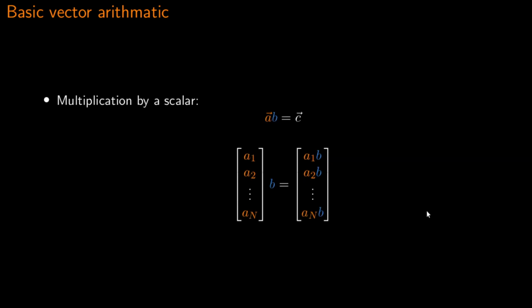Multiplication by scalar, similarly very simple. The vector A multiplied by the scalar quantity B is going to give us a vector C. So we have our vector here, A1, A2 through to AN multiplied by B, and the result is simply each element of A multiplied by B. So A1B, A2B through to ANB. So again, that's also very simple.